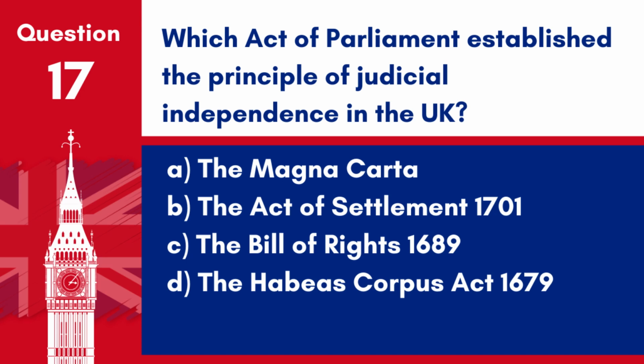Answer B. The Act of Settlement 1701. This act established the principle of judicial independence by determining that judges' salaries should be secured, and they could only be removed by the monarch on the advice of both Houses of Parliament.